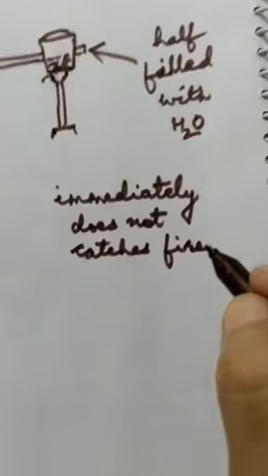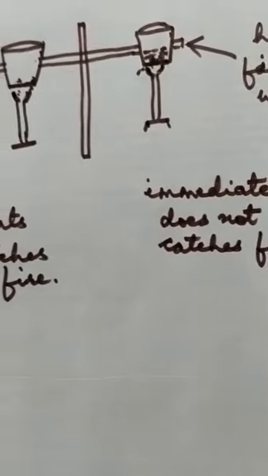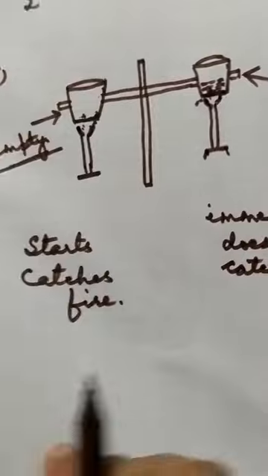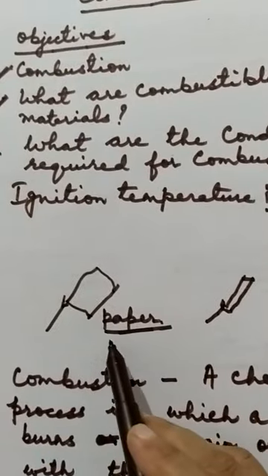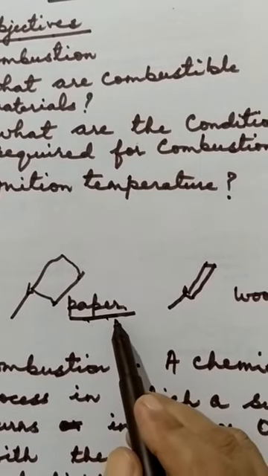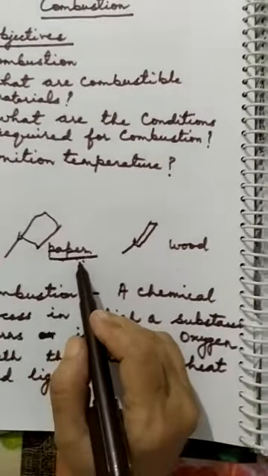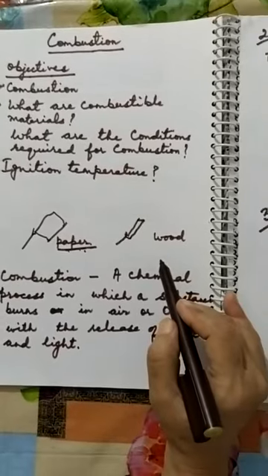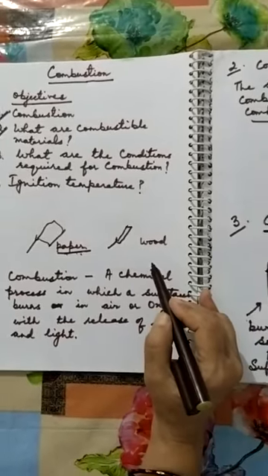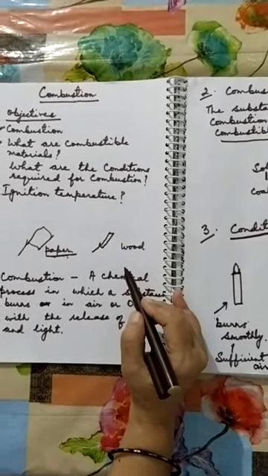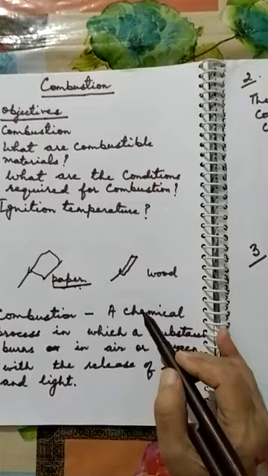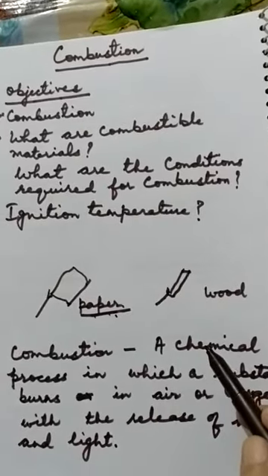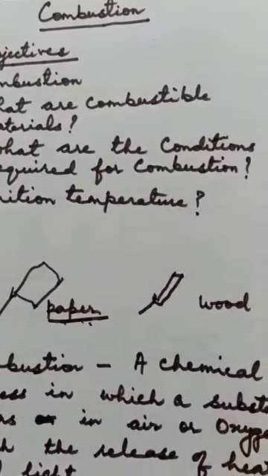So we can say that a piece of paper, as I told you at first, burns quickly when a burning matchstick is brought near it. On the other hand, a piece of wood cannot be burnt with the help of a matchstick. From these observations, children, it is clear that different substances catch fire at different temperatures. And now this term is also clear.